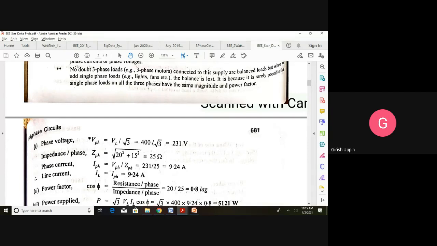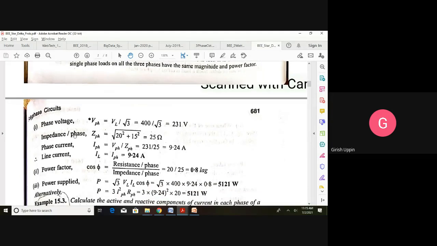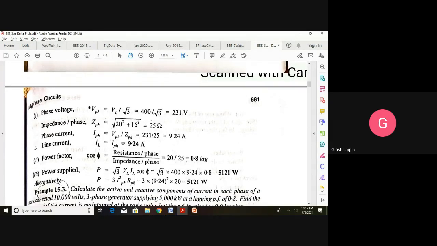V phase is equal to VL by root 3. That is 400 by root 3. We get it as 231. And for one phase, the phase impedance Z phase is equal to square root of R square plus XL square. So these are 20 ohm and XL is 15. We get it as 25. That is the impedance. Then the phase current, same formula, V is equal to IZ, or I is equal to V by Z.